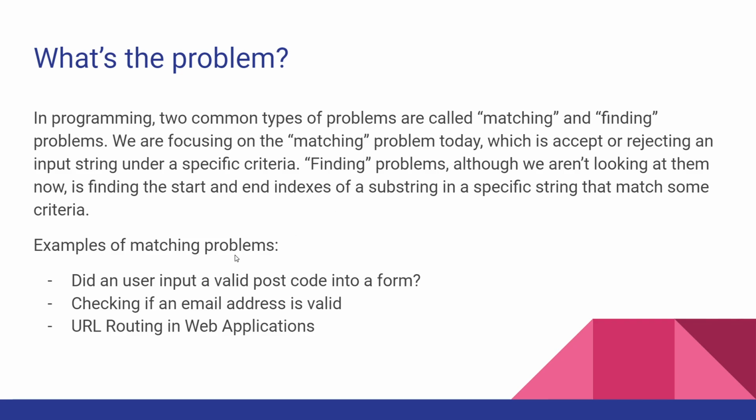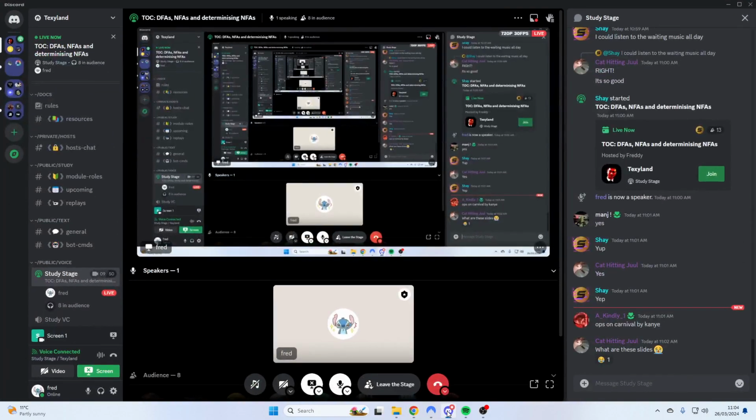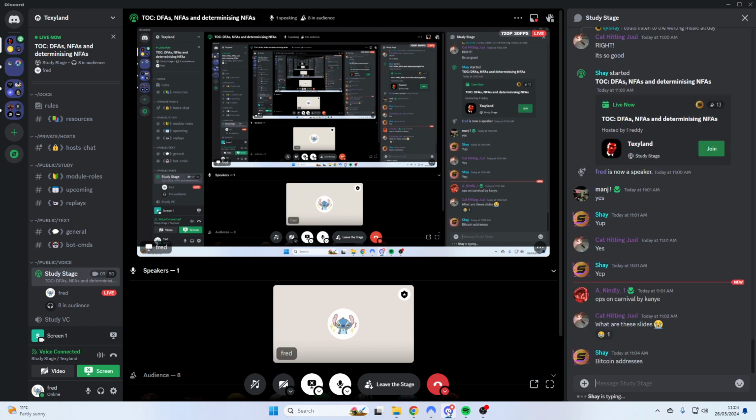So here's some matching problems, and matching is what we're focusing on today, which would be, is a user input a valid postcode? Or is an inputted email valid? Or is a URL valid in a web application? I don't know if anyone else had any other examples of matching problems. Anyone else think of any? Yep, a Bitcoin address. So just a string, and we want to say, is it valid or not?